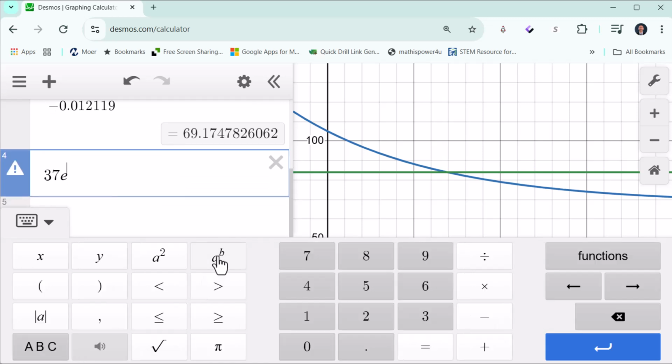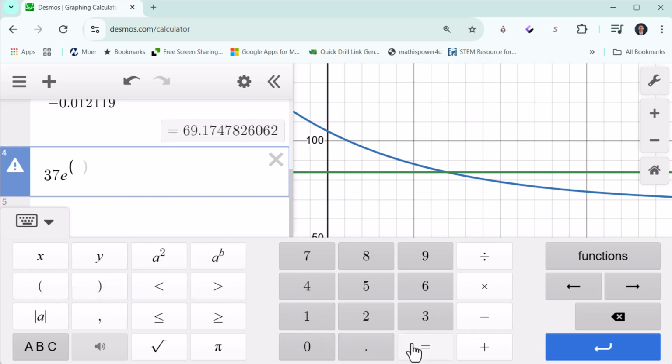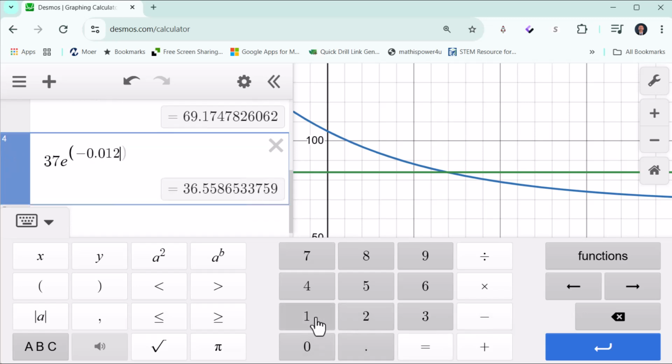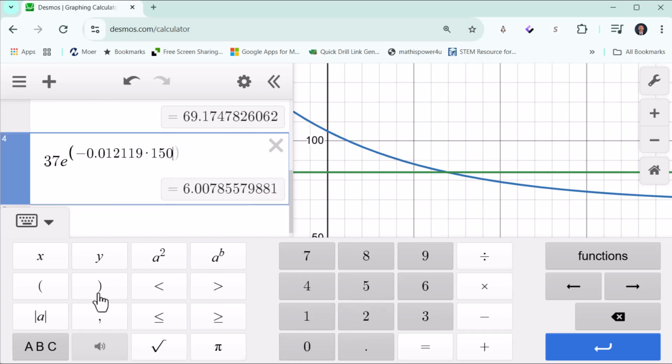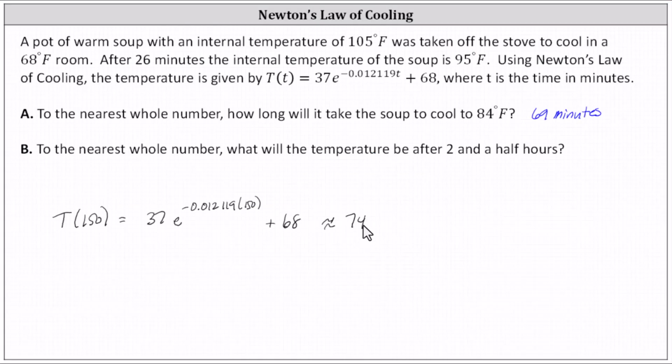Because we have a product in the exponent, we need to enter the exponent in parentheses. So we have open parenthesis, negative 0.012119 times 150, close parenthesis, right arrow, plus 68. To the nearest whole number, T(150) equals 74, which indicates after 2.5 hours, the temperature is 74 degrees Fahrenheit.